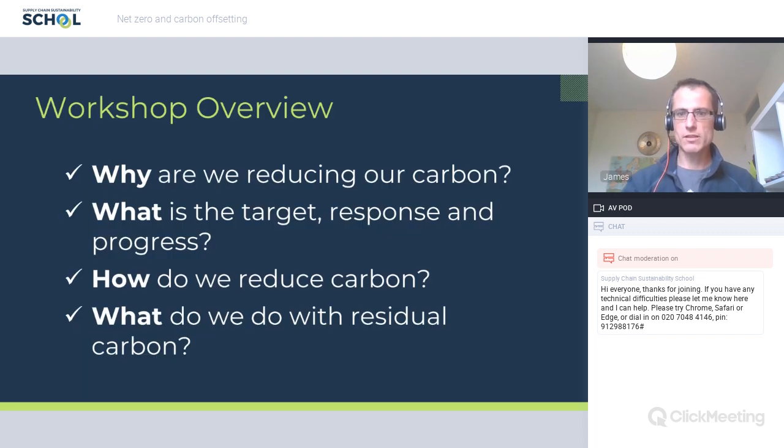These are the topics I'm going to cover in the workshop. Why are we reducing carbon? That should be fairly self-explanatory for most of you, but just a very brief recap. What the target is, what our response has been to date and our progress, how we reduce carbon, and what we do with residual carbon, that carbon that you can't reduce and get rid of.